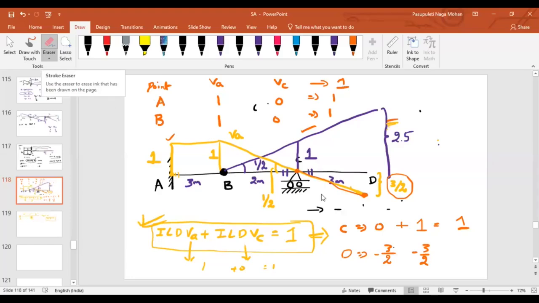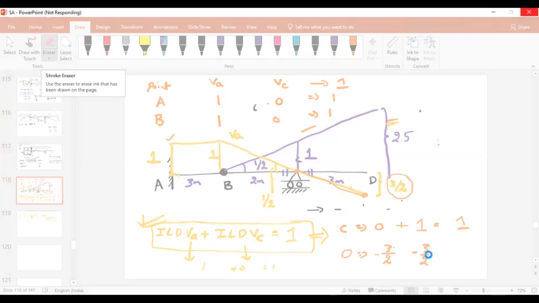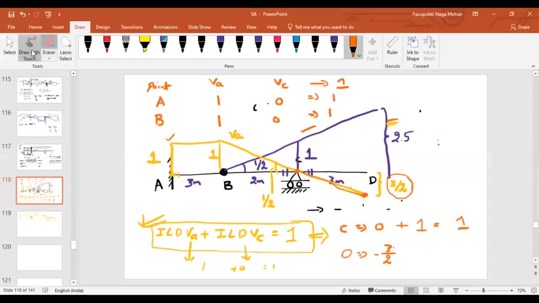What is the ILD for VC? Just a second, guys. My system got stuck. Yeah. What is the ordinate of ILD for VC? It is in the positive direction, plus 2.5. If you add this, how much will you get? Minus 3 by 2, that is minus 1.5, plus 2.5. How much? 1. Are we getting 1 at whatever point you consider? Are we getting 1 or not?